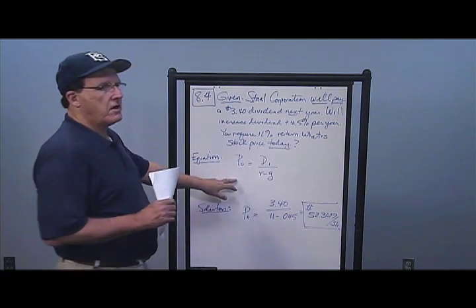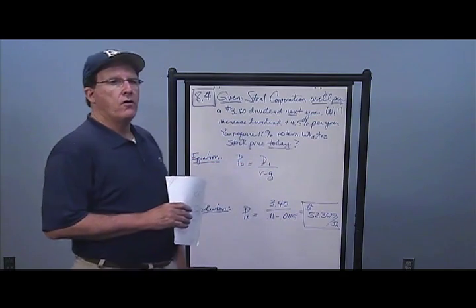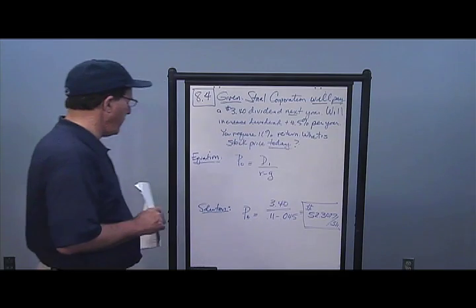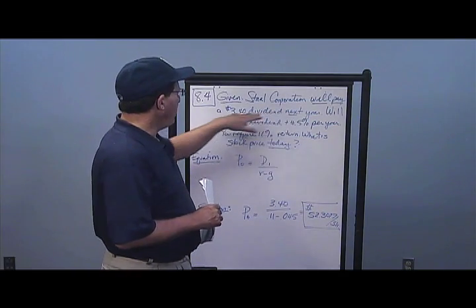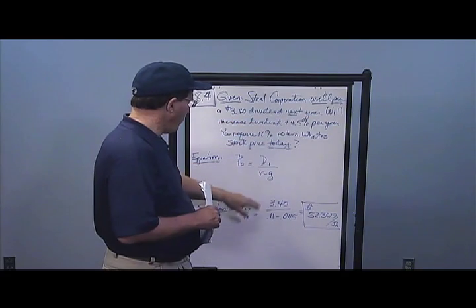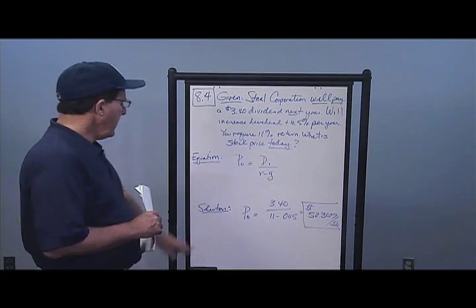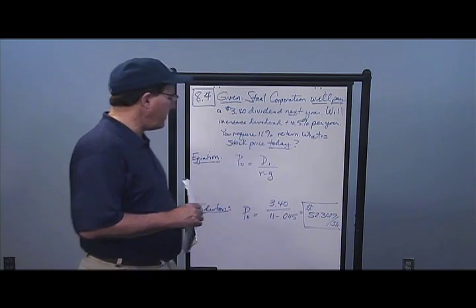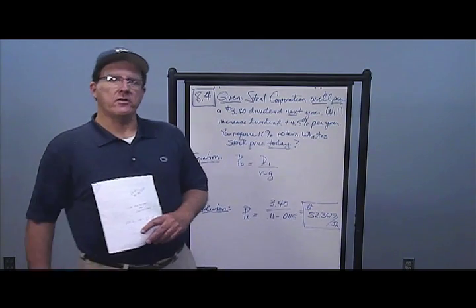Stock price under the constant dividend growth rate model is D1, next dividend, over R minus G. Since we're given the next dividend, they will pay next year $3.40, I just plug that right in. No need to multiply by 1 plus G. Divided by R minus G, 0.11 minus 0.045. I get a stock price today of $52 and about 31 cents per share. There's your answer to problem number 4.